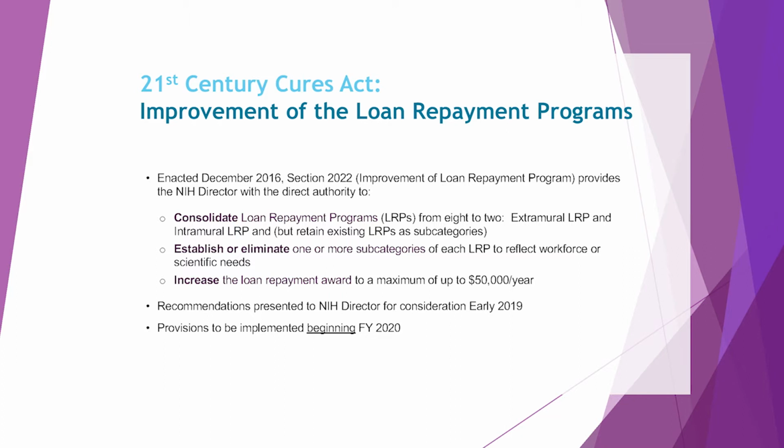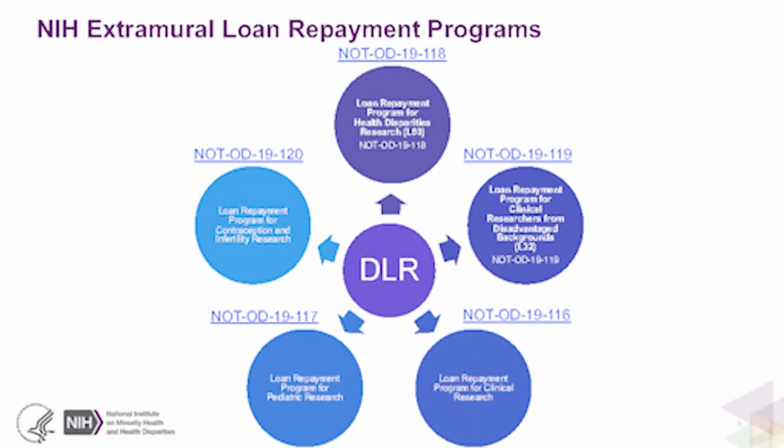The recommendations constructed by the implementation panel were presented to the NIH director for consideration in early 2019, and this is the beginning of the implementation for fiscal year 2020. As it stands now, there are 5 extramural loan repayment programs: the loan repayment program for contraception and infertility research, for pediatric research, for clinical research, and the L32 for clinical researchers from disadvantaged backgrounds. At this time, this program is solely supported by the National Institute on Minority Health and Health Disparities. And finally, the loan repayment program for health disparities research, which now has an expanded ability to be funded by all institutes or centers at the NIH.